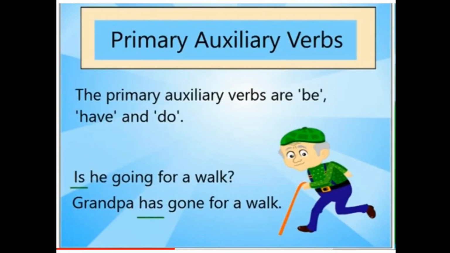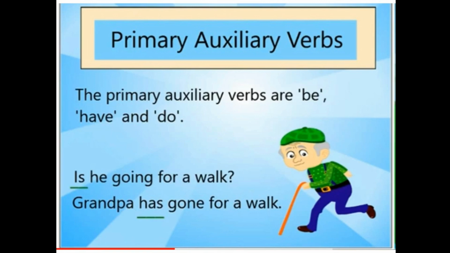Now let's look at primary auxiliary verbs. الأفعال المساعدة الرئيسية، لأن في أفعال مساعدة رئيسية وفي model verbs. يبقى now let's look at the primary auxiliary verbs. Primary auxiliary verbs include the different forms of be, have, and do.